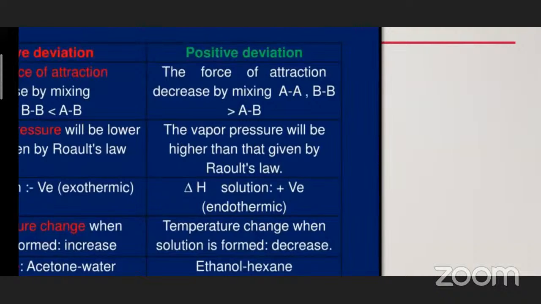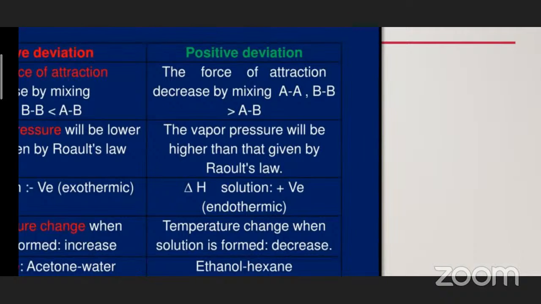So similarly, suppose you find your friend who doesn't talk to you much, so what do you do? Instead of wasting your time over talking, you'll do your work. Yes or no? Same thing here. When we are mixing A and B, the attractive forces are less. So instead of being in the solution phase, they are going into the vapor phase.